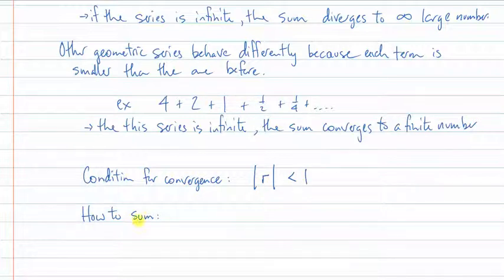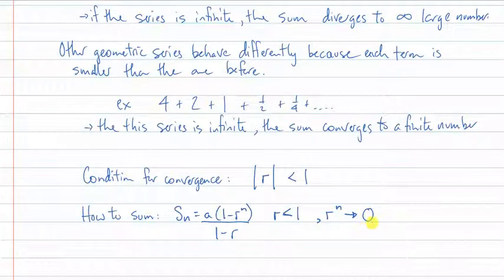How do we go about summing? Well, we know that for a geometric series we have this formula, a bracket 1 minus r to the n over 1 minus r. Well, if the absolute value of r is less than 1, what happens is r repeatedly multiplied by itself, that's what r to the n is, it heads to 0. It becomes inconsequential. Think about half multiplied by itself many, many times. It's very, very small. If that's the case, then 1 minus r to the n essentially becomes the number 1.